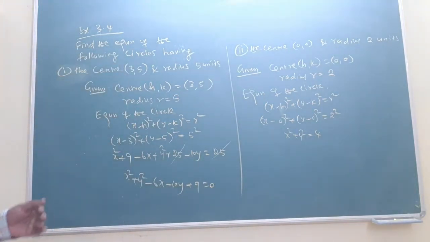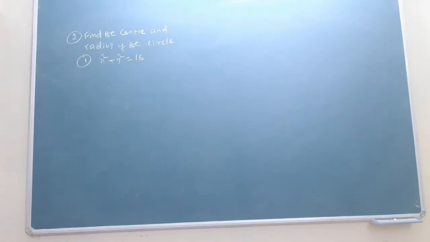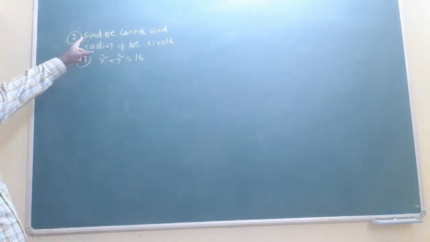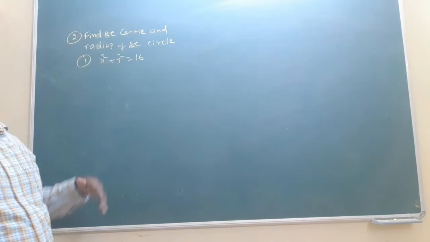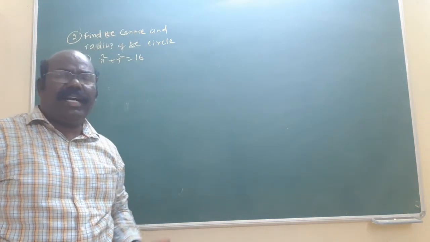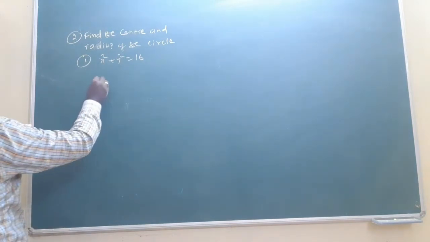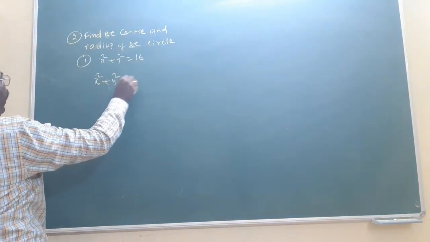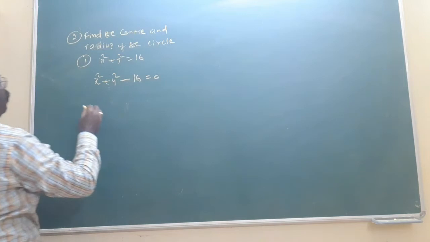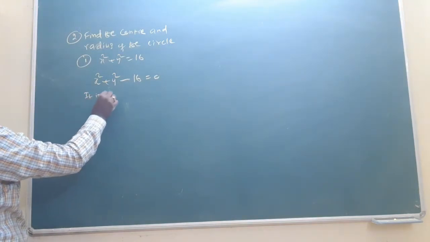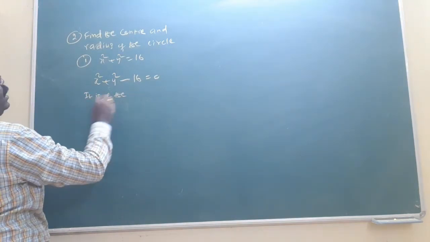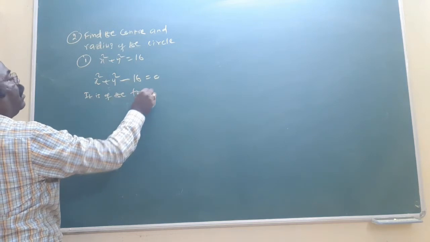This is again the center given to find the equation of the circle. This is the method. Now, next question. Find the center and radius of the circle. If the equation is given, what is asked? Center and radius asked. Now, this is given as x² + y² − 6 = 0. Now, what I told you? The general equation of the circle is of the form. What I told you?